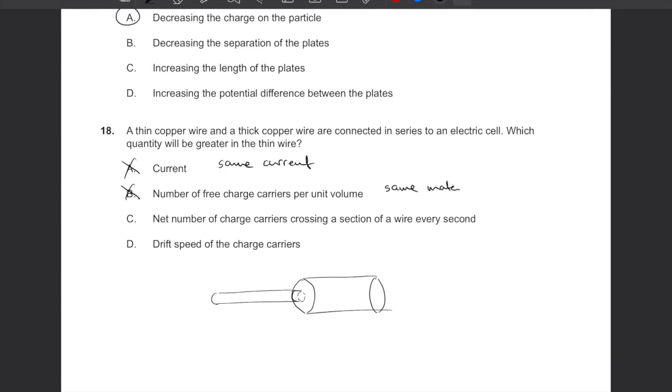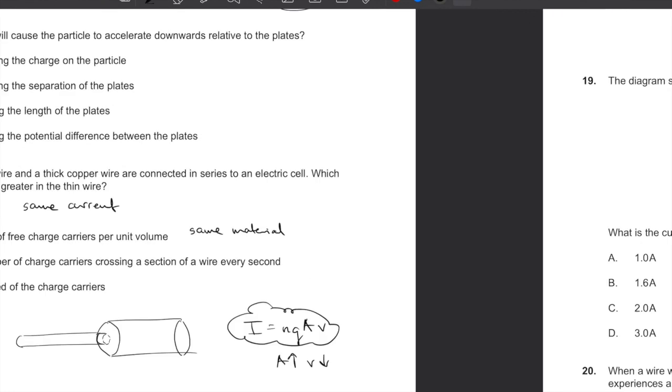Remember, we have a current formula, I equals nqAv in the data booklet. So the n is the number of charge carriers per unit volume, and it depends on the properties of the material. Okay, then the net number of charge carriers crossing a section of the wire every second, that's the same as the current, so it has to be D. That changes, and yes, as the area goes up, the drift speed goes down.